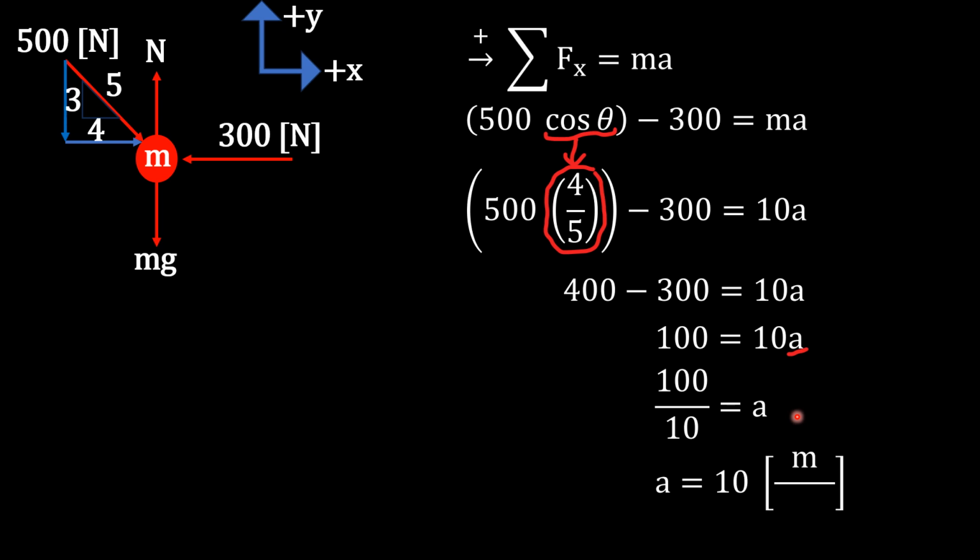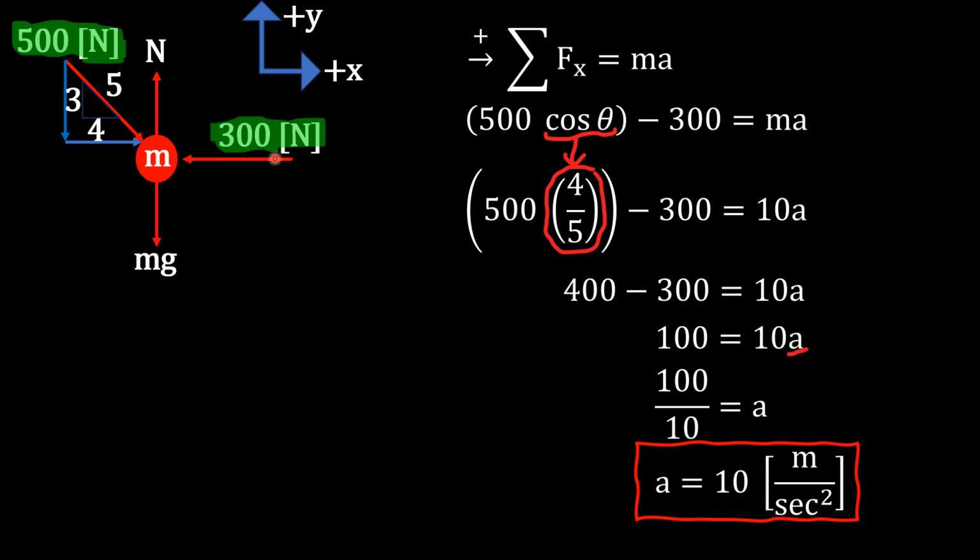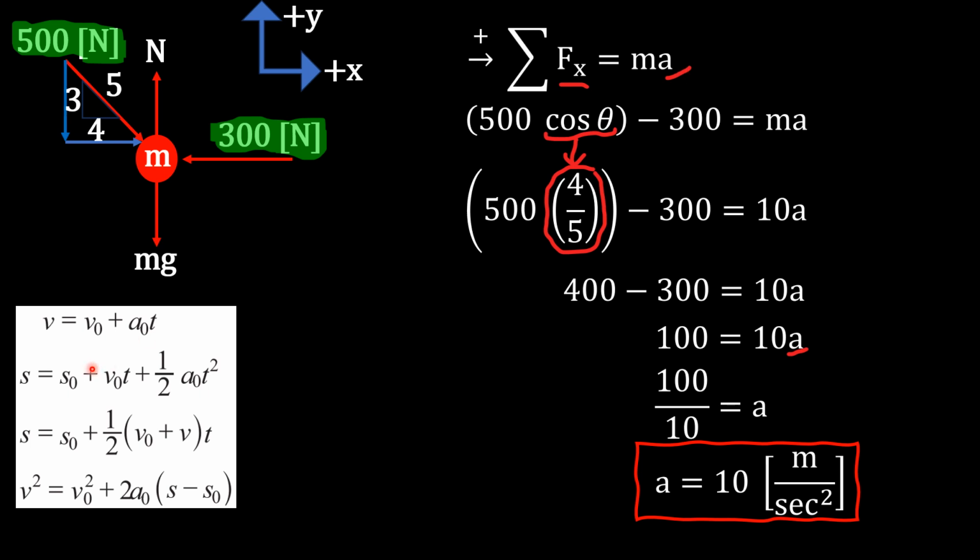And the acceleration that we got is what? 10 meter per second squared. And since we are dealing here with constant acceleration, as you can see, 500, 300, and since our force is constant, that tells us that our acceleration is constant. Then we can use these four constant acceleration equations.